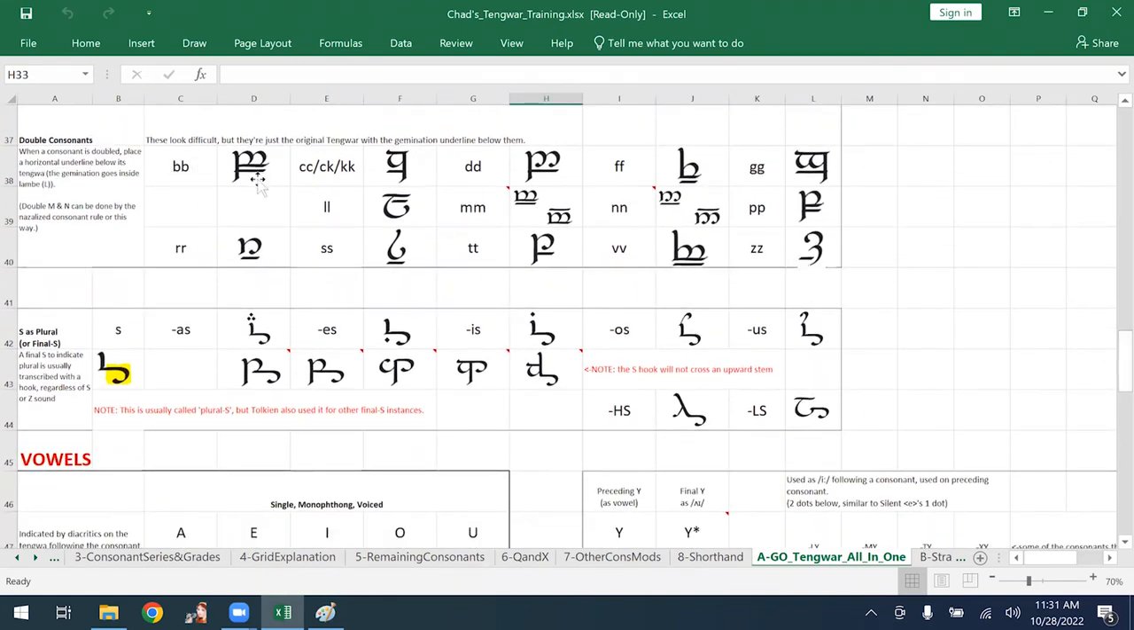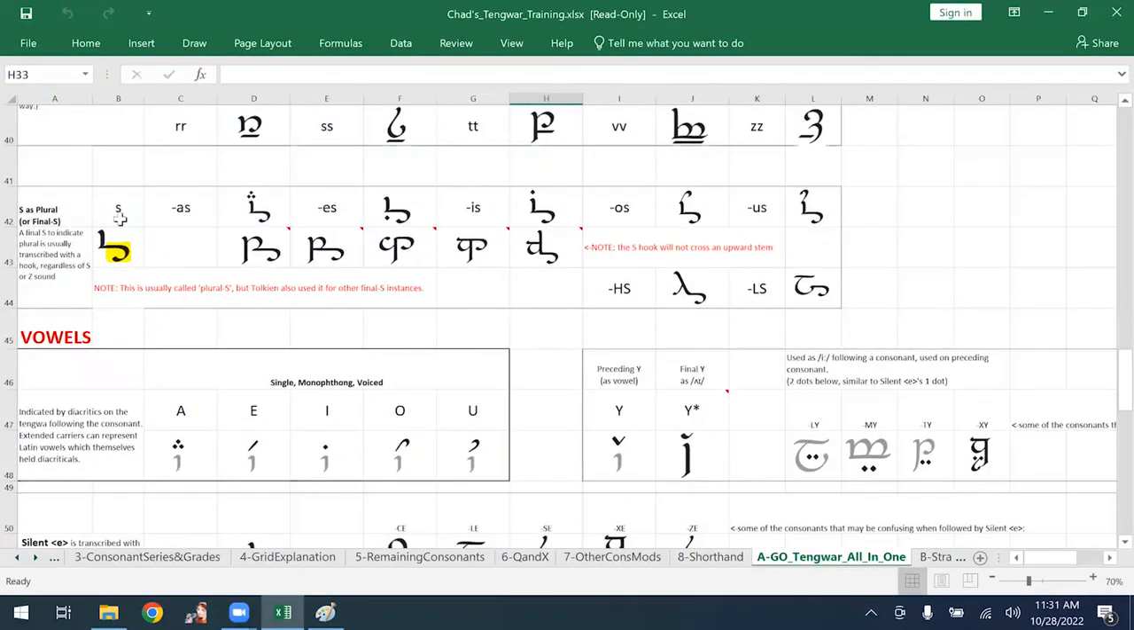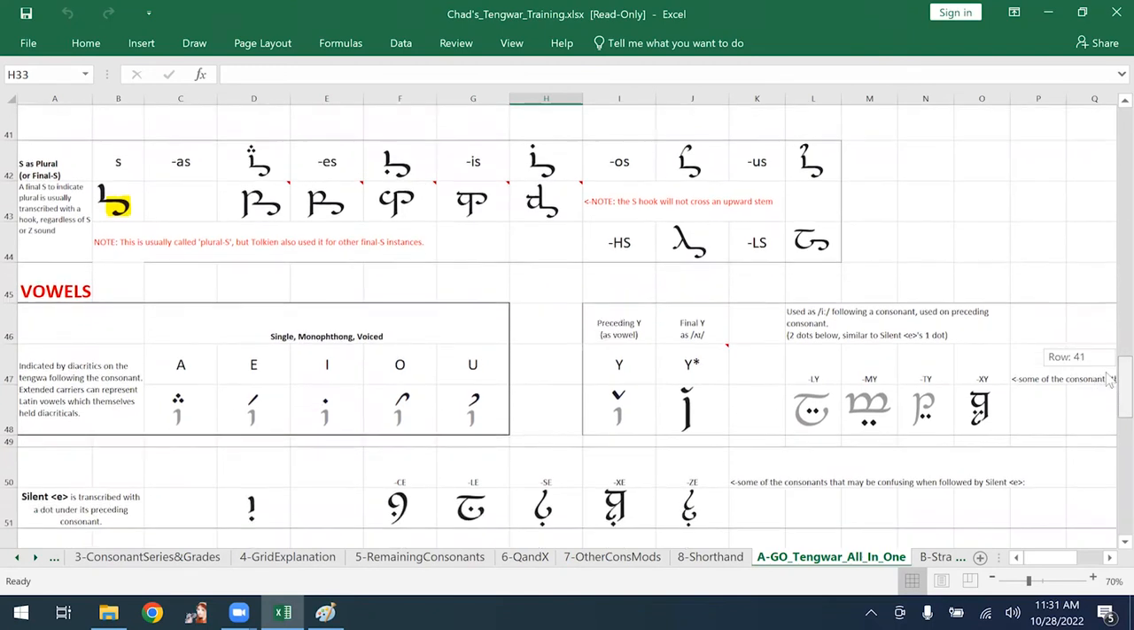Gemination. There's a bunch of cheat sheets for geminating things. So see, there's the MM where it's geminated under, and there's the nasalized version. We can do either one. We kind of interchange when we do it. There's your S-hook, where you can just put the S-hook off the end. And there's a bunch of examples of how to do it.